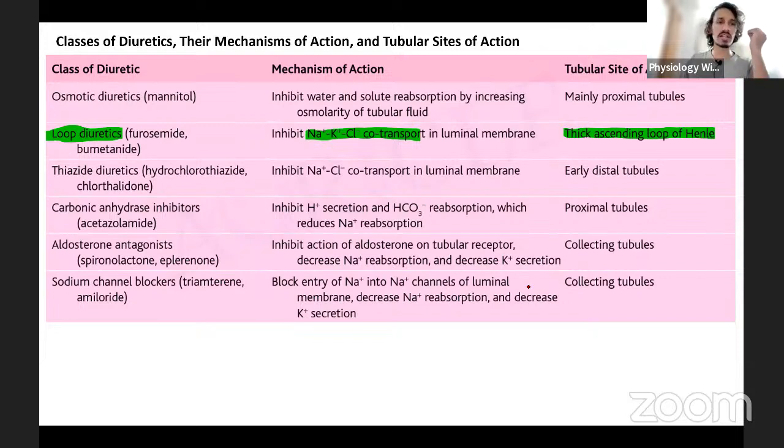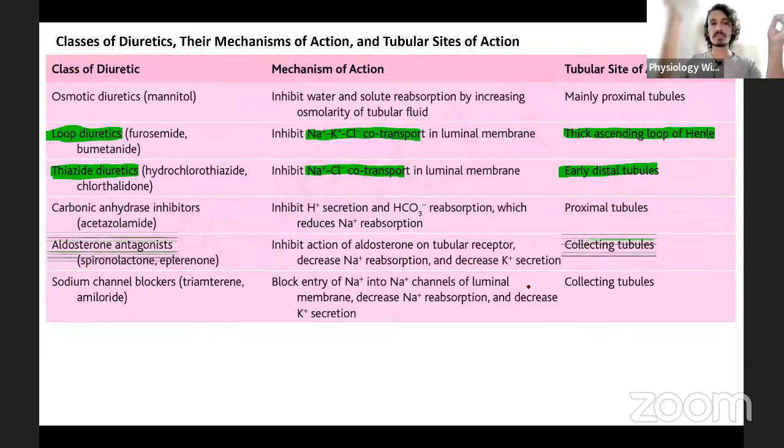Similarly, thiazide diuretics like hydrochlorothiazide, chlorthalidone. In the distal tubules, not in the thick ascending limb, sodium-chloride co-transporters are there, which are inhibited. Then we have aldosterone antagonists like spironolactone, eplerenone. They inhibit the action of aldosterone.